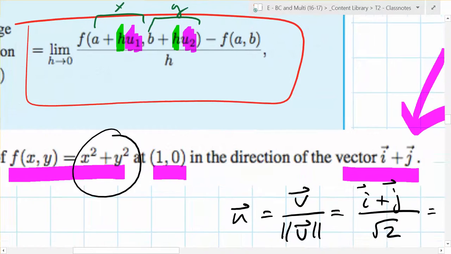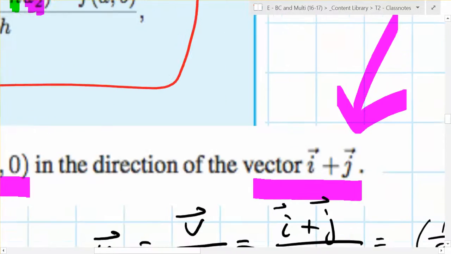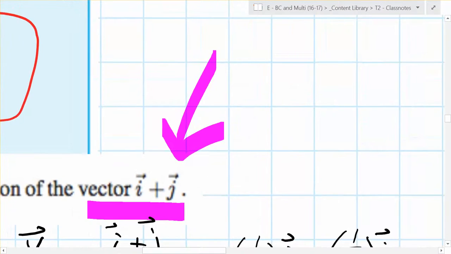Turn it into a unit vector. So what is i plus j? Well, i plus j, is that a unit vector? Yeah. Is it? What's the magnitude of it? Square root of 2. So how do you turn it into a unit vector without changing the direction? Divide it by its magnitude.